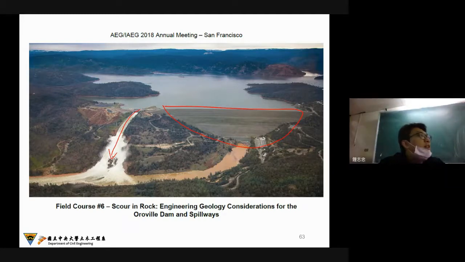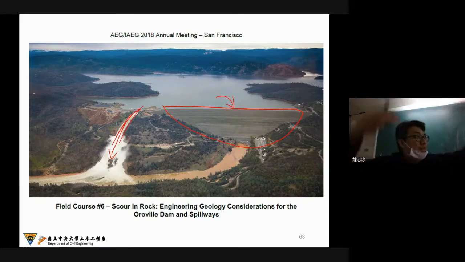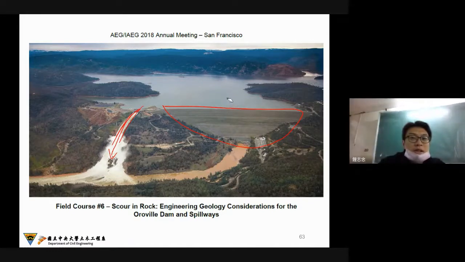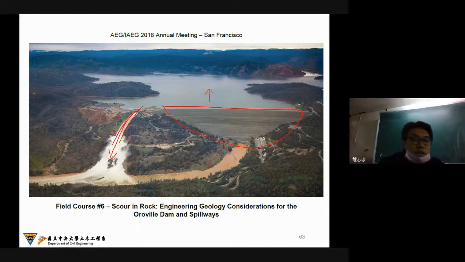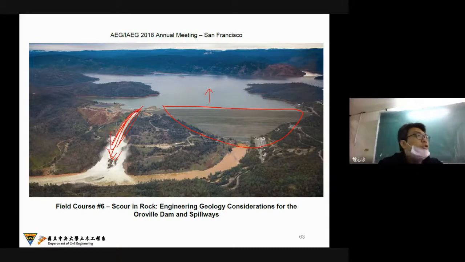But in 2018, as I said, they had a very big rainfall event, and at that time they used the spillway to try to decrease the water level because there was too much rainfall upstream in the watershed area. So the water level kept increasing and they might have the problem of overtopping. So they were trying to enlarge the water flow through the spillway.